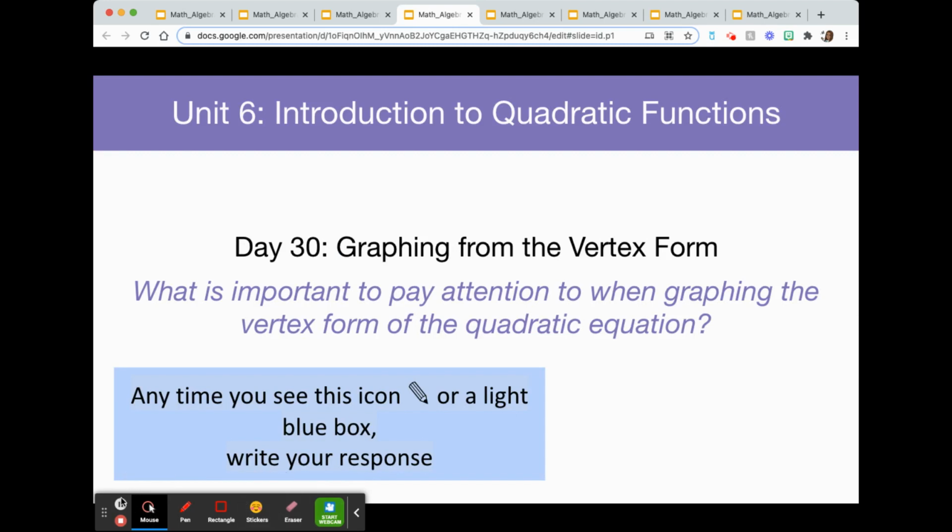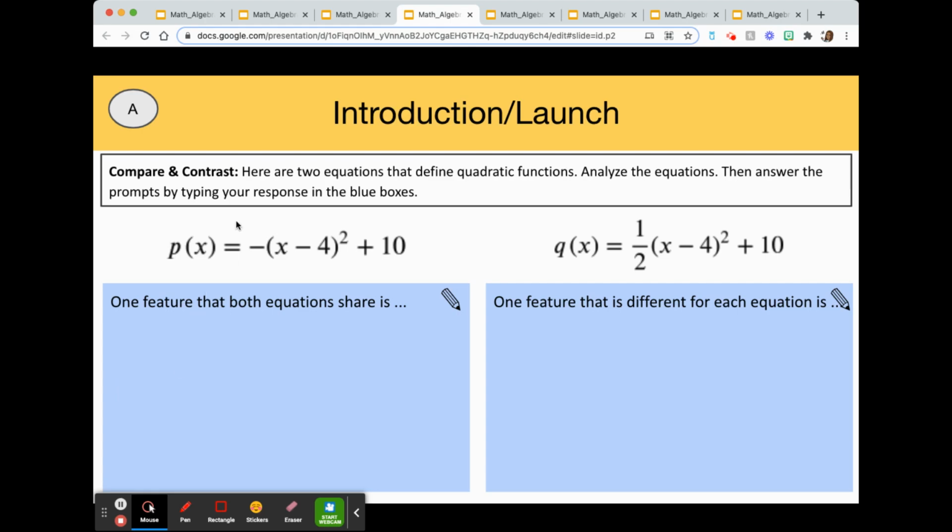On day 30, for our launch, we have a compare and contrast. If you have not used Pear Deck, this would be a very good portion of the lesson where you can use Pear Deck. Pear Deck has an add-on in Google Slides, and students are able to answer, and you're able to share out student answers. So they are able to make observations, and they're able to see what their classmates are answering in this compare and contrast.